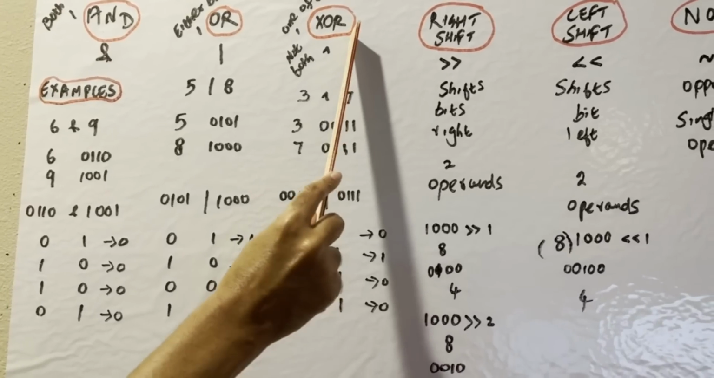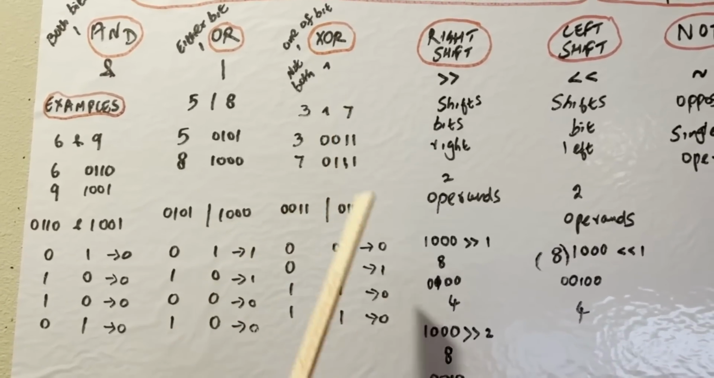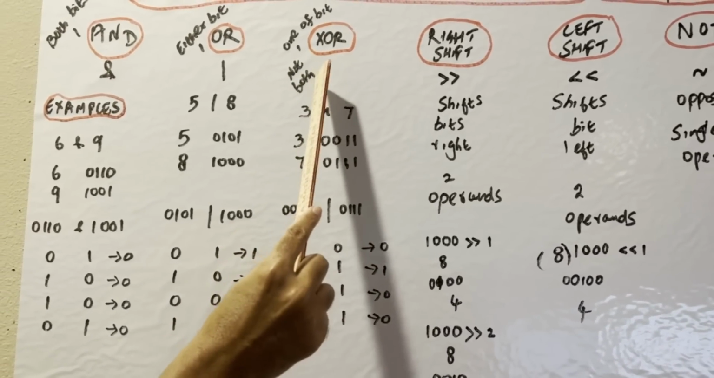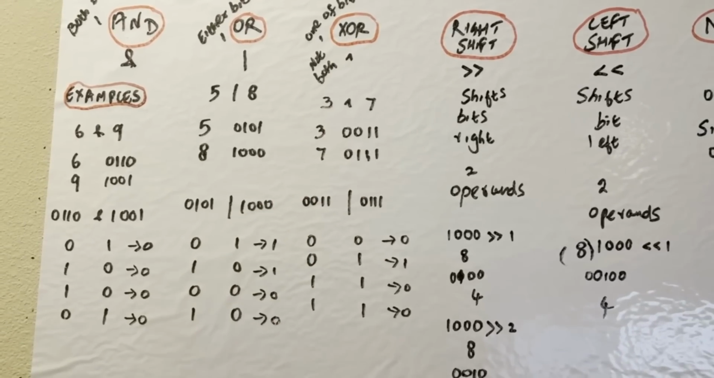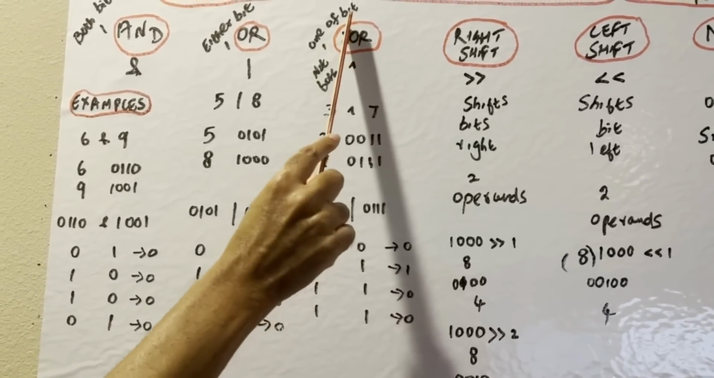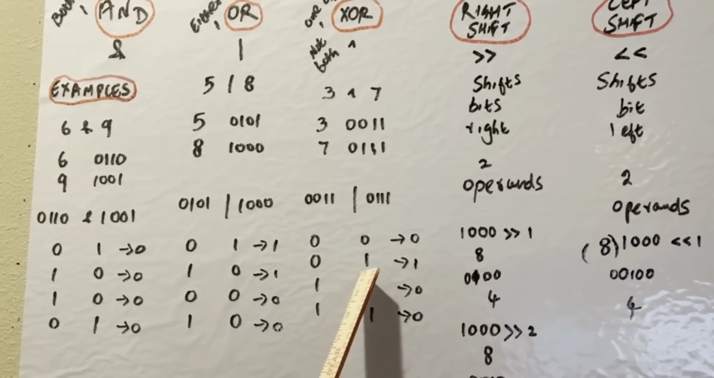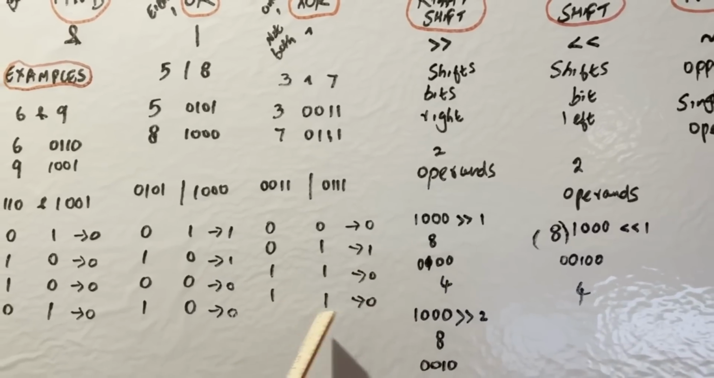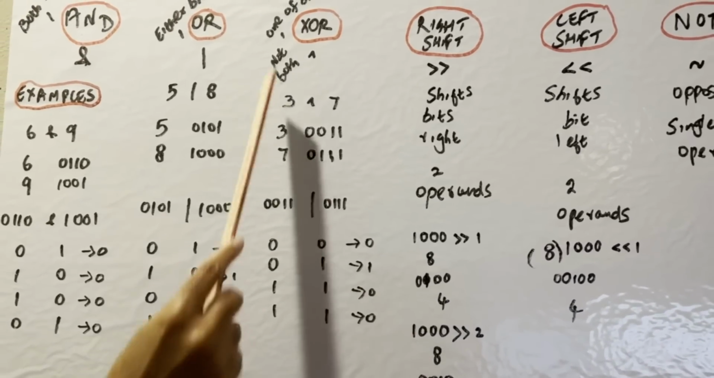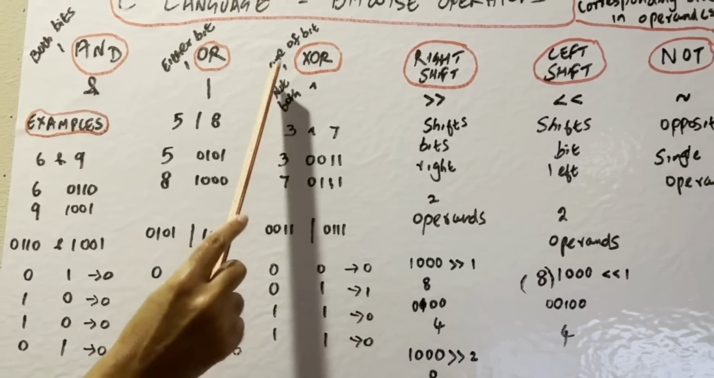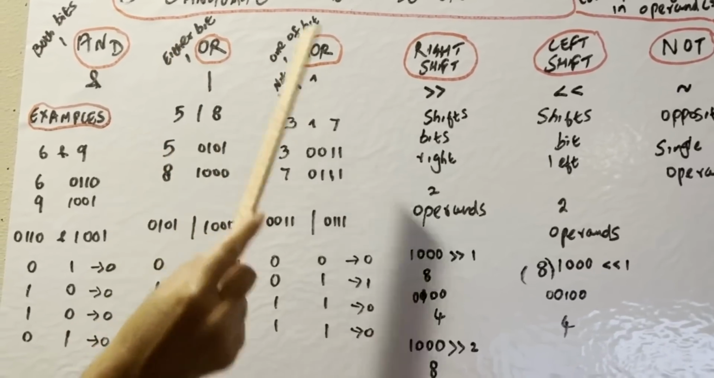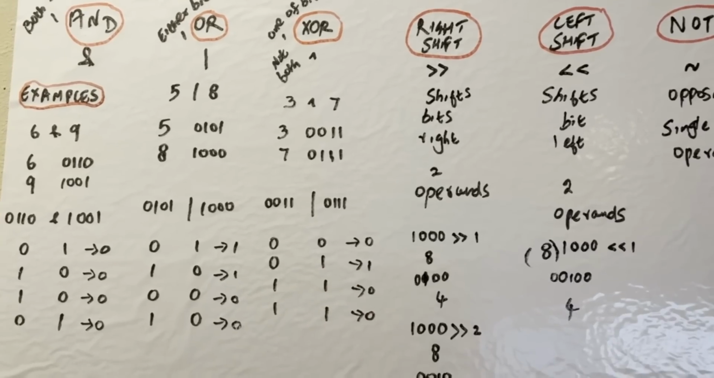Next one is exclusive OR. Meaning, now both should not be 1. One of the digits should be 1. So 0 and 1 is 1. If both are 1, it's 0. That's the exclusive OR. That's the difference between OR and exclusive OR. 0 and 1 will be 1.